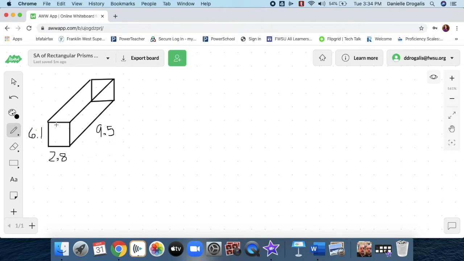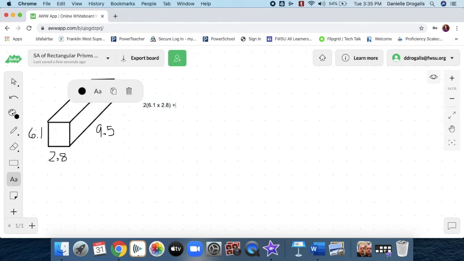Okay, so we've got this face here matches this face here. So we've got a 6.1 edge by a 2.8 edge. This is going to be two faces, 6.1 times 2.8. Then we have this face here, this lateral side, which is also equivalent to the side over here. That has a 9.5 dimension by a 6.1 edge here. And again, there are two copies of that as well.